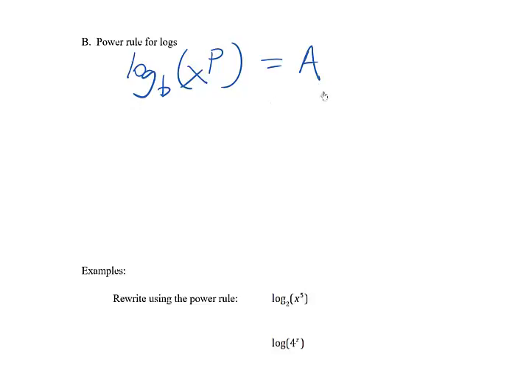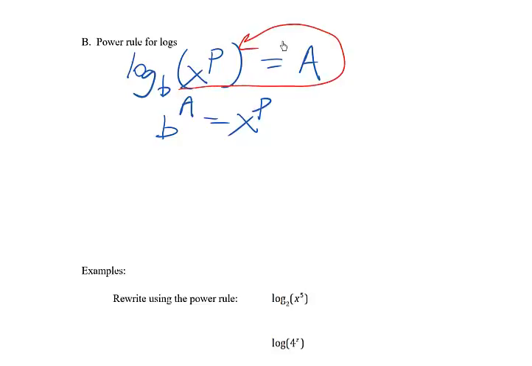Well, notice that as soon as I do that, I have created a statement that is in log form. One log, one base, one result, one power. I'm going to go ahead and switch that statement into exponential form. That would be b to the a equals x to the p. Remember that semicircular pathway? Here it is. B to the a equals x to the p.